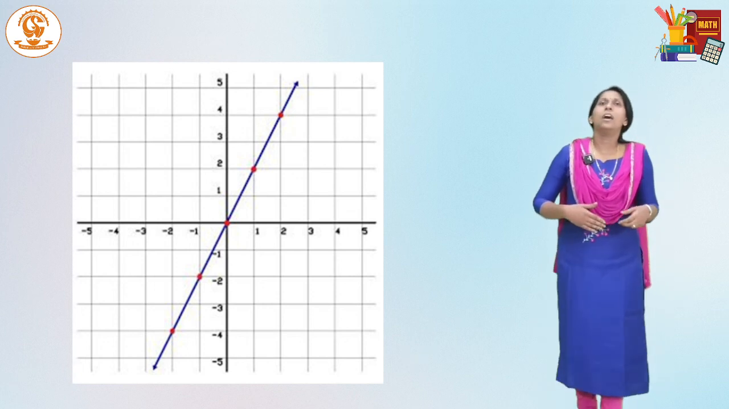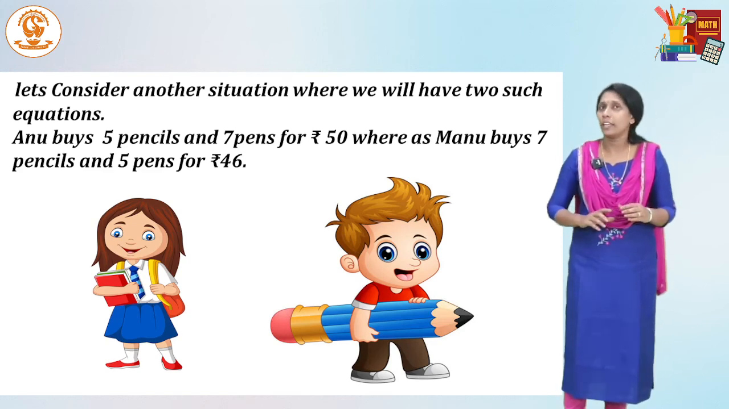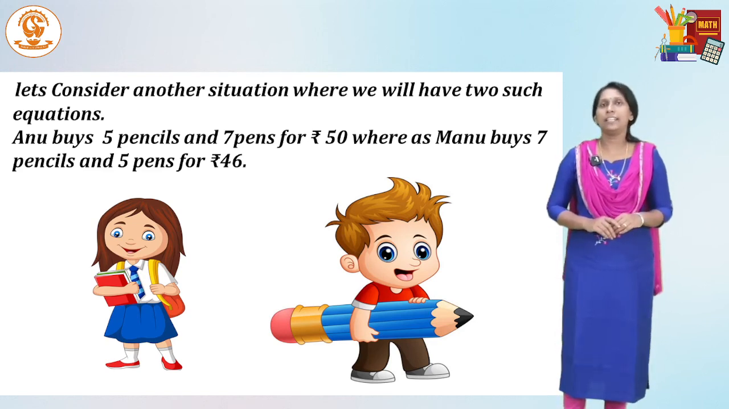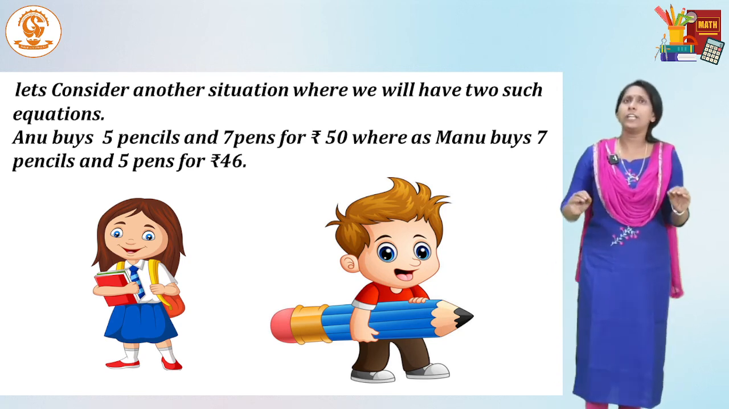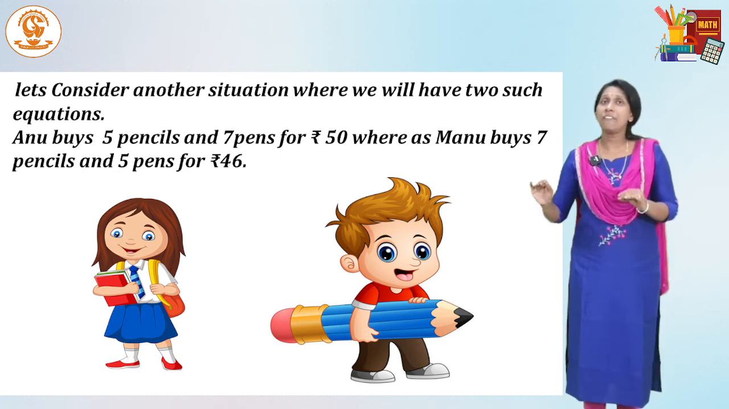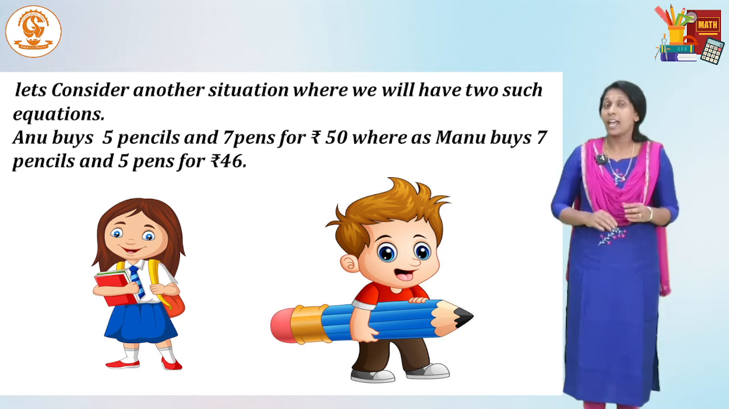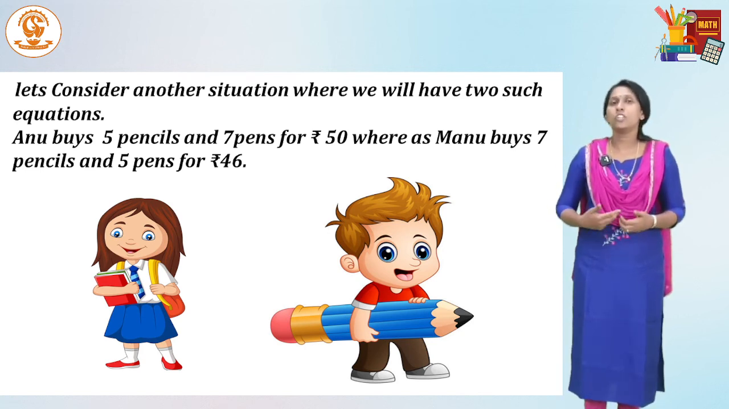So let's move on to another case where we'll be having two such equations. Okay, so let's read the situation that is given. Anu buys 5 pencils and 7 pens for rupees 50, whereas Manu buys 7 pencils and 5 pens for rupees 46. And the question is, how can we convert this situation into an algebraic equation?